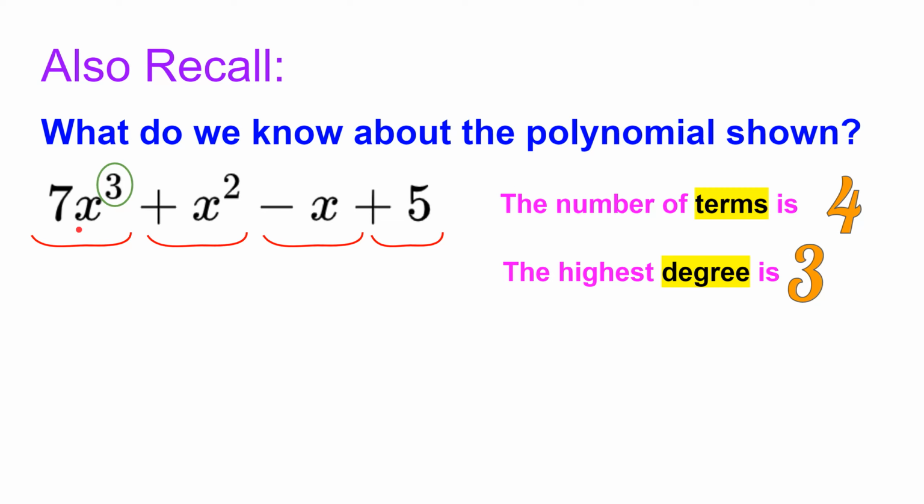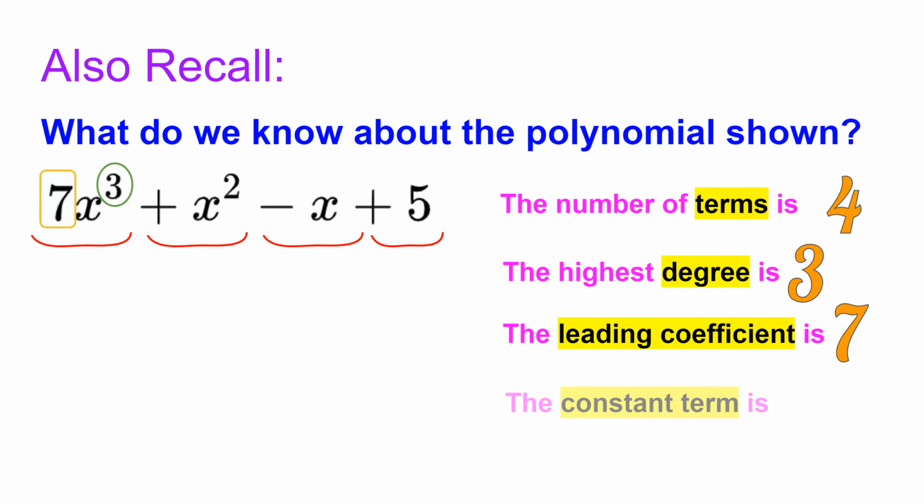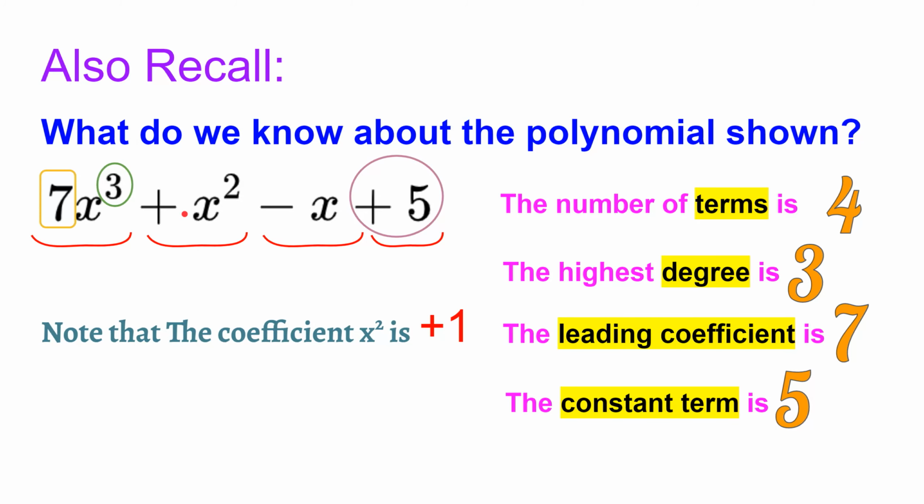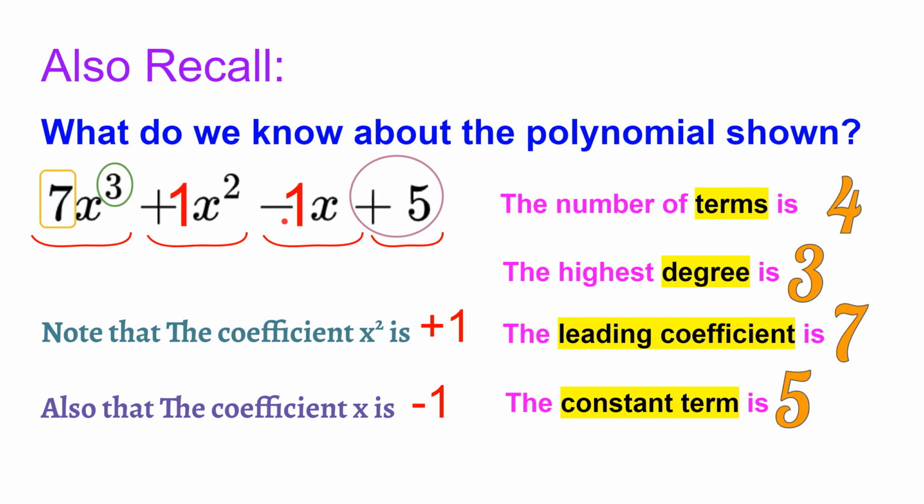Now next to this x to the power 3, this number is called leading coefficient. So the leading coefficient is 7. And also the one without a letter is called constant term. Now the number in front of the x squared, in this case, it's a plus 1, and the number in front of the x, in this case, it's a 1, and because of the minus, the coefficient is a negative 1.